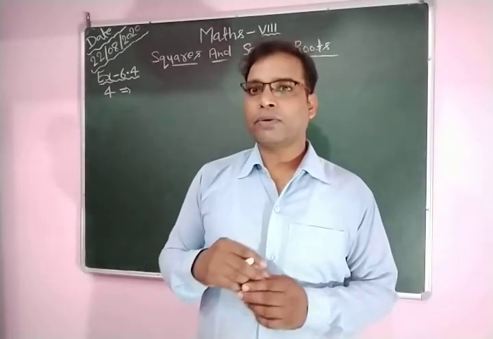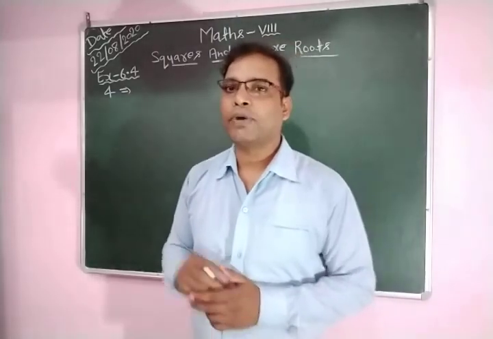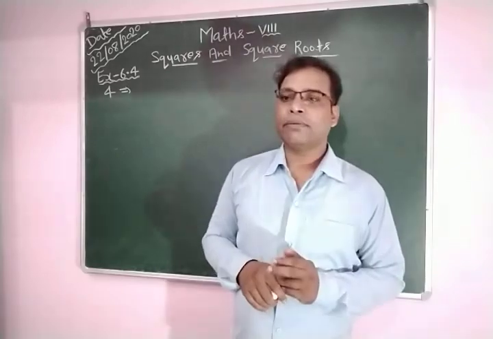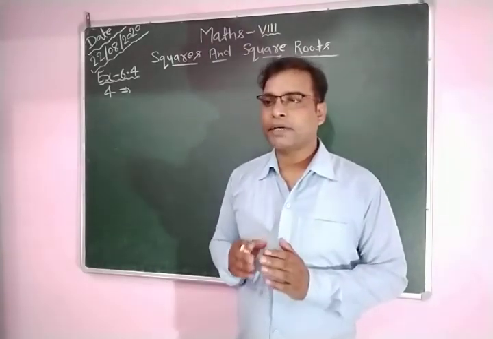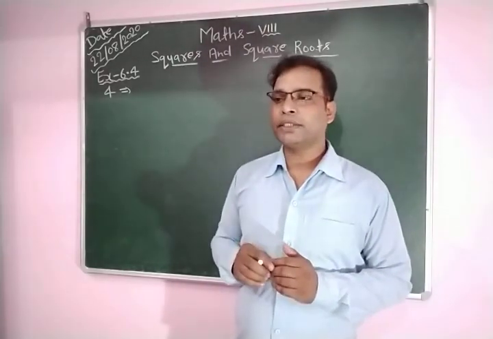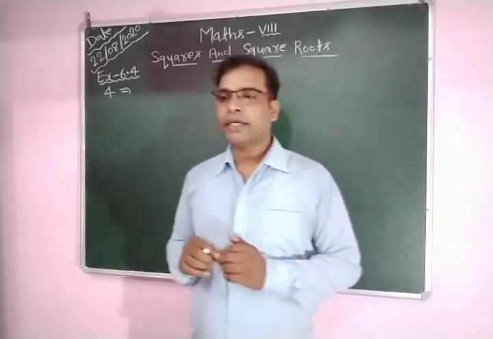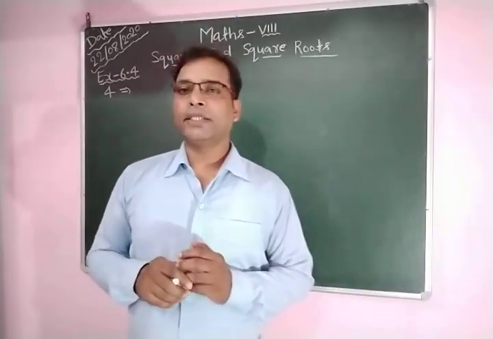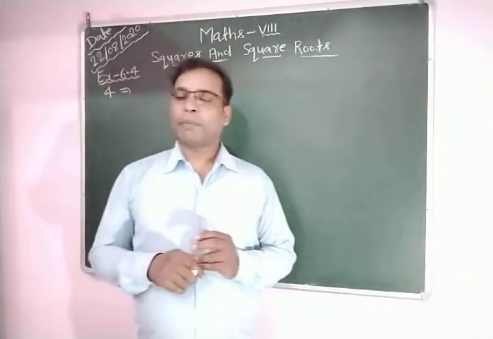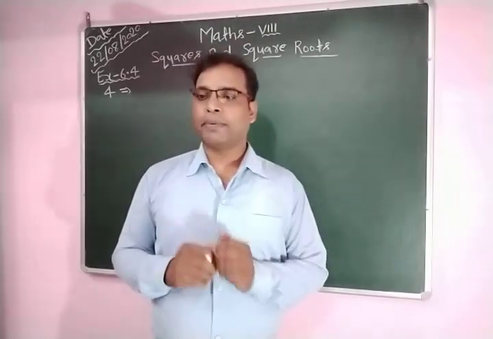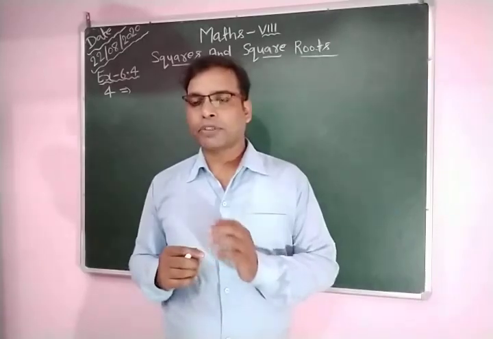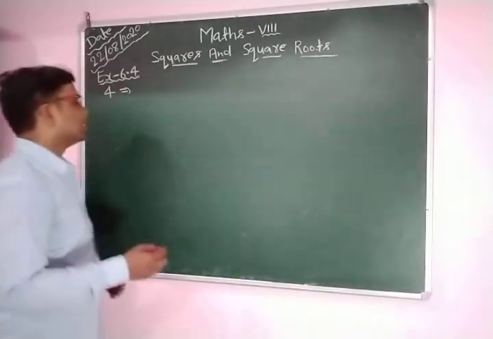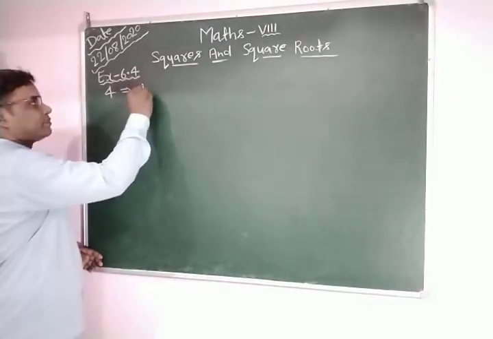Now, in question number 4, exercise 6.4: find the least number which must be subtracted from each of the following numbers so as to get a perfect square number. Also find the square root of the perfect square number so obtained. So the first part of question number 4 is 402.